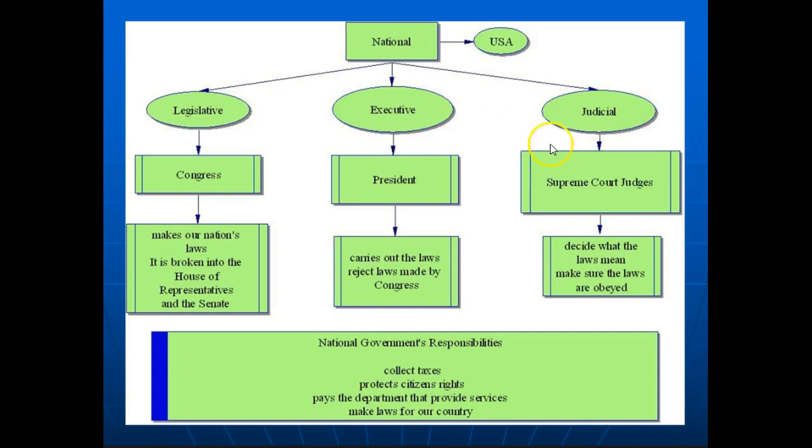We don't need to go through those right now, but I just wanted to make sure that you have a clear understanding. The legislative branch makes the laws, the executive branch carries out or enforces the laws, whereas the judicial branch judges or decides what the laws mean and whether the laws should be obeyed.